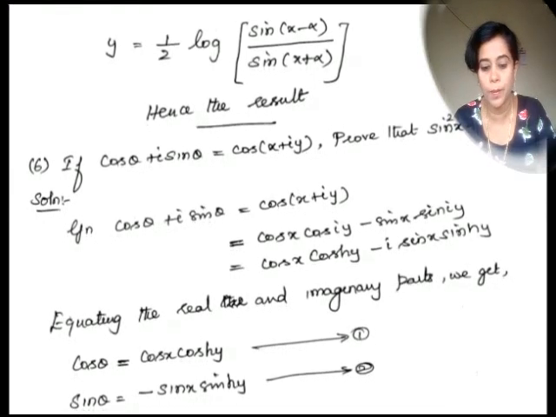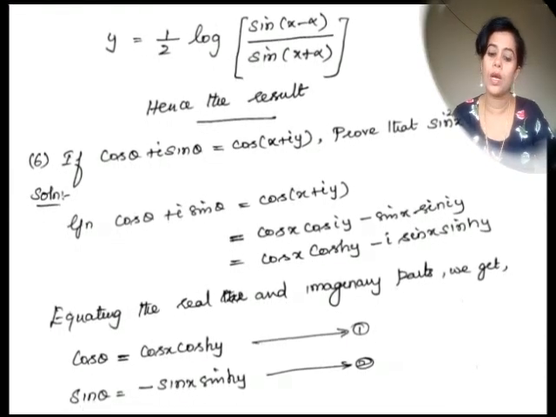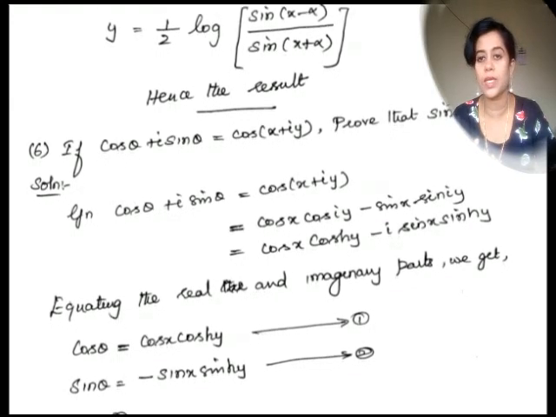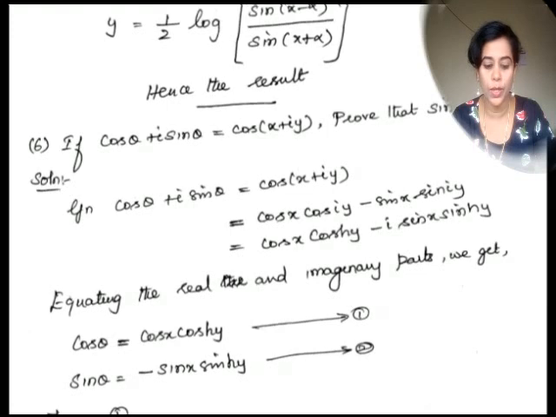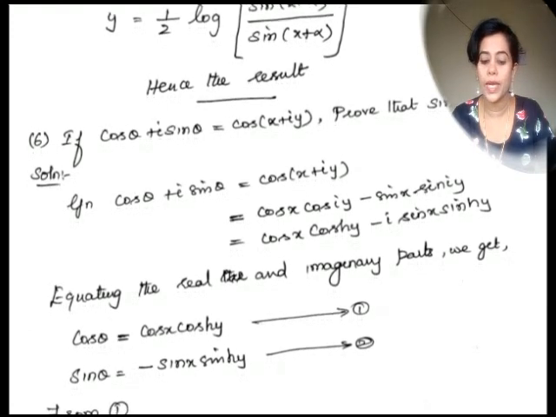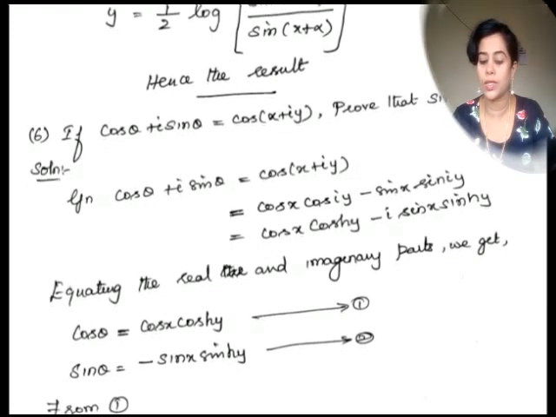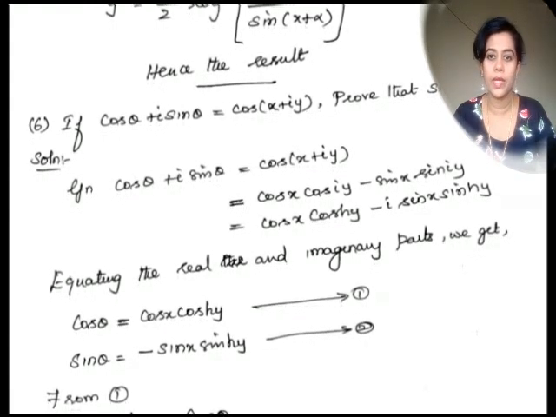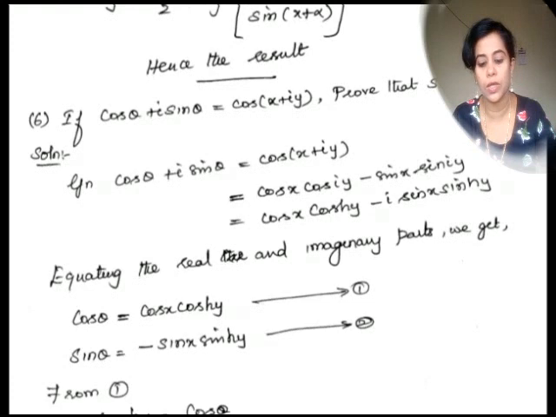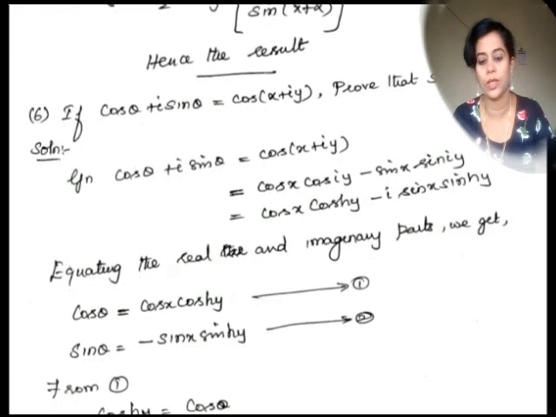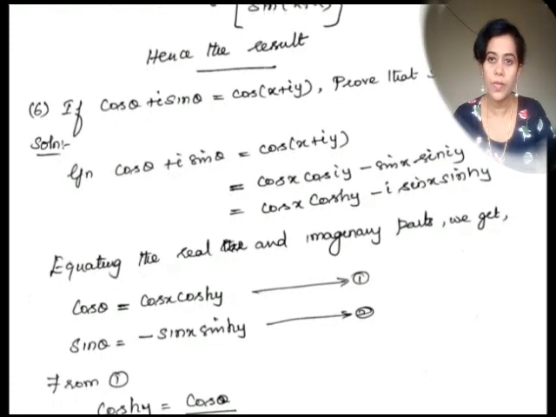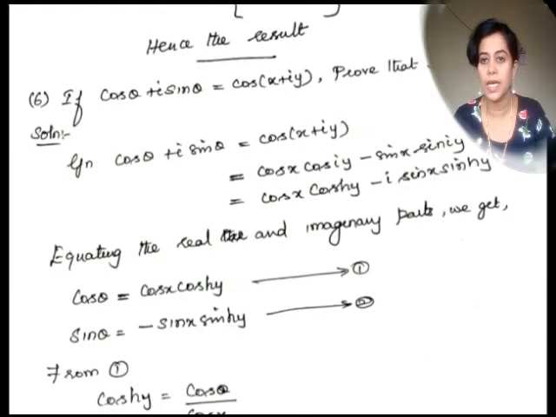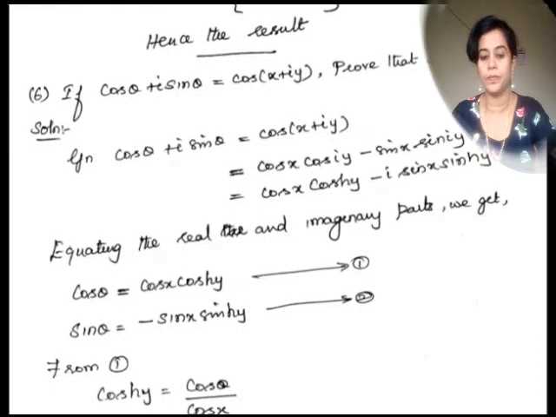Equating the real and the imaginary parts, we are getting cos theta is equal to cos x cosh y and sin theta is equal to minus sin x sinh y. Consider these two as equations 1 and 2. From equation 1, we can write cosh y is equal to cos theta by cos x. Keep hyperbolic functions on one side, and the remaining functions will be taken to the other side. Similarly, from the second equation, sinh y is equal to sin theta by minus sin x.